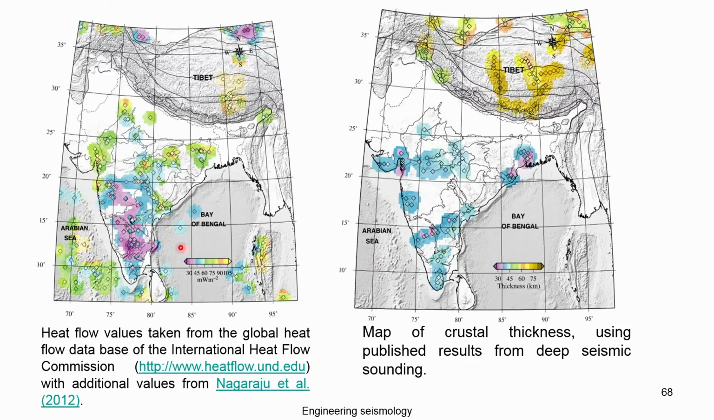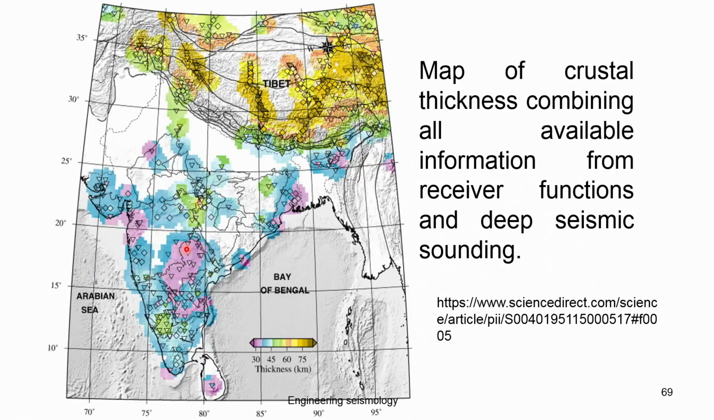So this is again the heat flow values taken from the global heat flow map published by the International Heat Flow Commission, where you can see the heat flow values. And this is the map of crustal thickness using the published results of deep seismic sounding by others. So the author tried to validate and compare his results with the other results, looking at all of these and trying to give a map of crustal thickness combining all the available results.